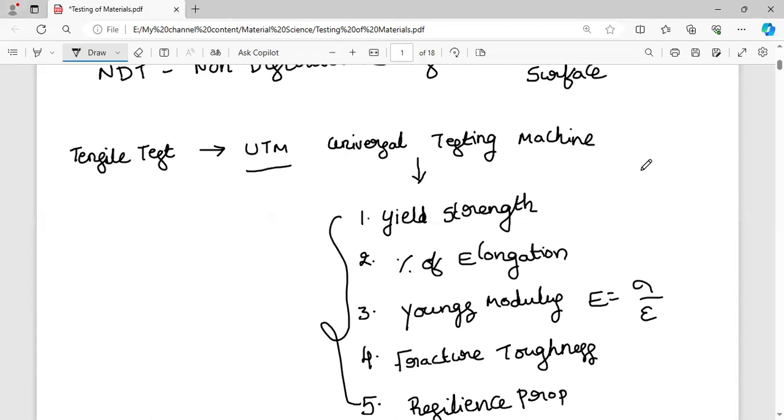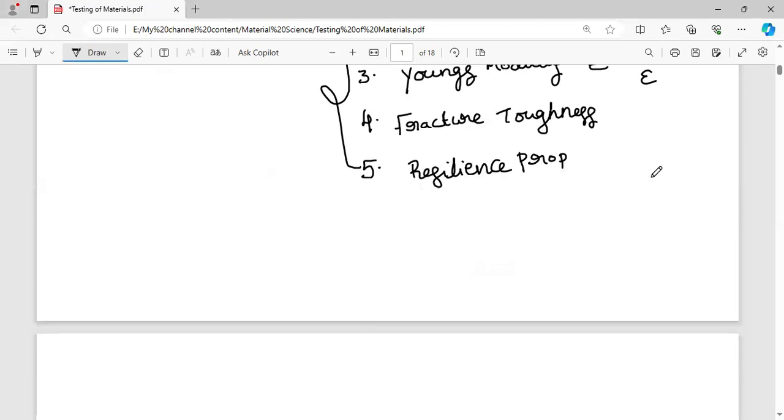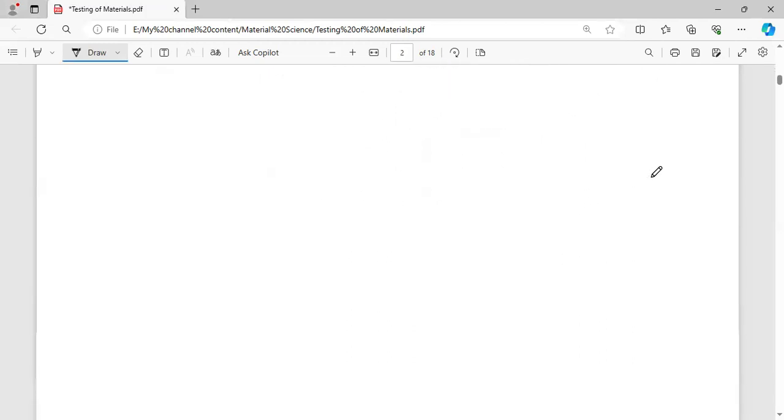Now generally in any type of machine we should prepare a specimen. In the universal testing machine, the dimensions or the shape of the specimen will be like this. From the examination point of view, this question may also be asked. Here this is the specimen, having different dimensions. Roughly I am drawing it. So this is the actual shape of the specimen.